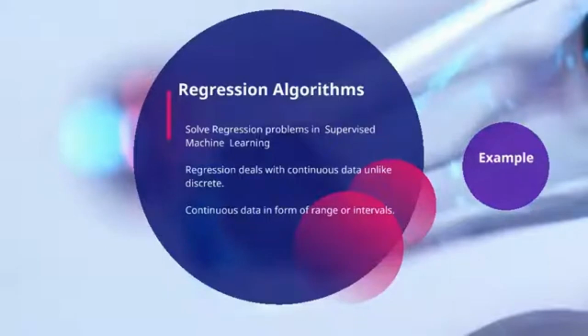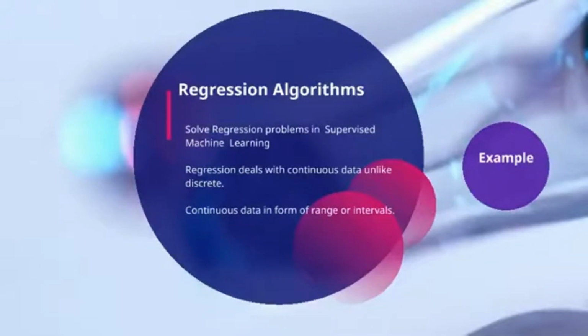So here, regression, as the name suggests, deals with continuous data, unlike discrete data, which we have seen in the classification algorithms. This continuous data is in the form of a range or interval, wherein you have groups, like 0 to 1, 0 to 10, 10 to 20, and so on. This is how you group the continuous data. You don't have a discrete value for that, like 0 or 1, or A or B or C. They cannot be grouped into a whole number or a discrete complete value.